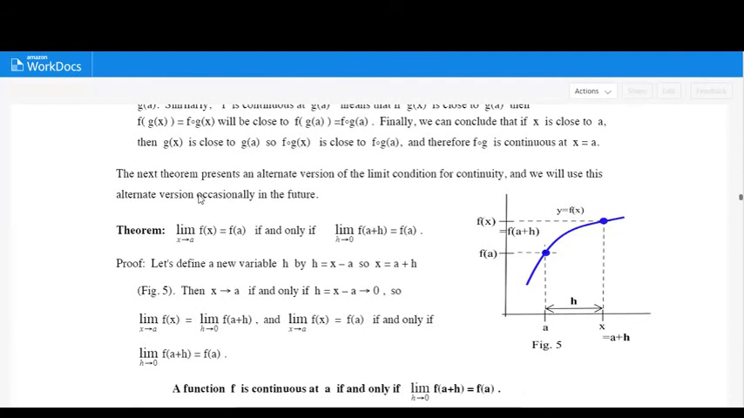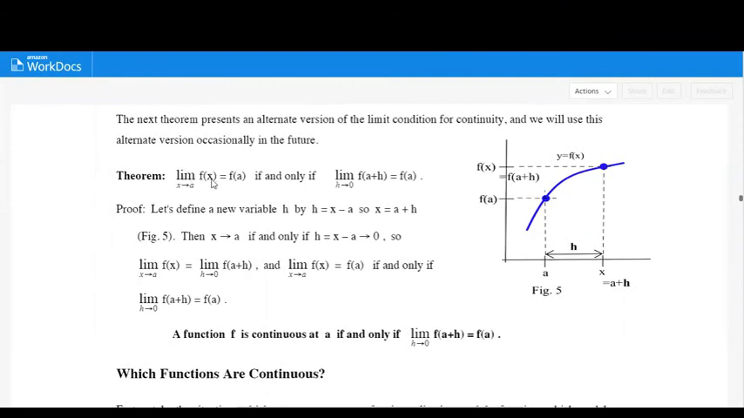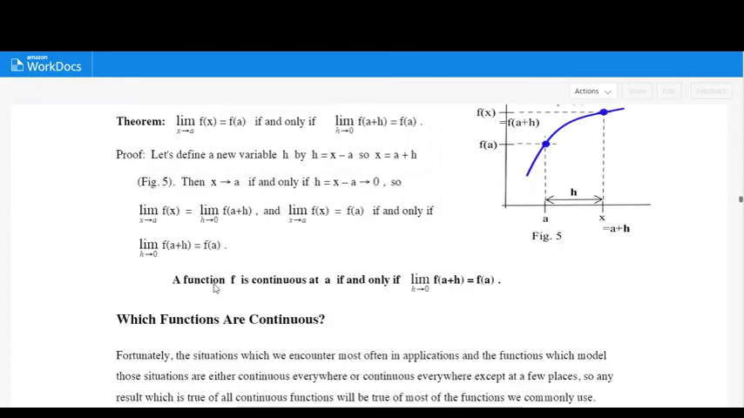The next theorem presents an alternate version of the limit condition for continuity. We will use this alternate version occasionally in the future. Ito, theorem: the limit of f of x as x approaches a is equal to f of a if and only if the limit of f of a plus h as h approaches 0 is equal to f of a. Okay, so may proof ito dito. You can read this proof.